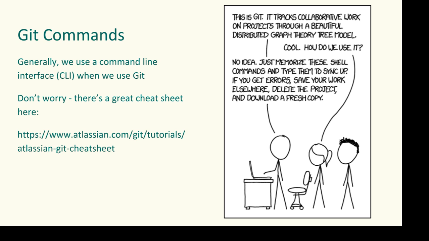So this cartoon is really funny because it's true, but it's not going to be true after you leave this course. But for a lot of people, honestly, a lot of people out there working in the field as developers, this is true for them. So this is Git. It tracks collaborative work on projects through a beautiful distributed graph theory tree model. Cool. How do we use it? No idea. Just memorize these shell commands and type them to sync up. If you get errors, save your work elsewhere, delete the project, and download a fresh copy.